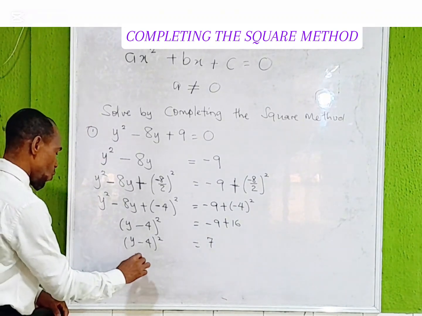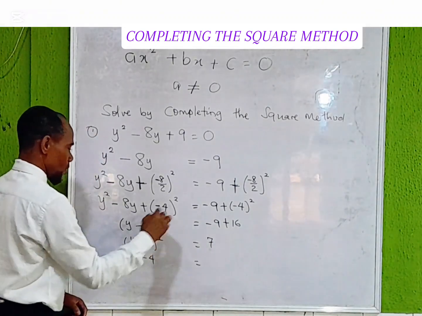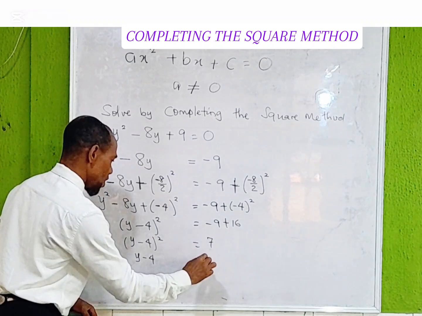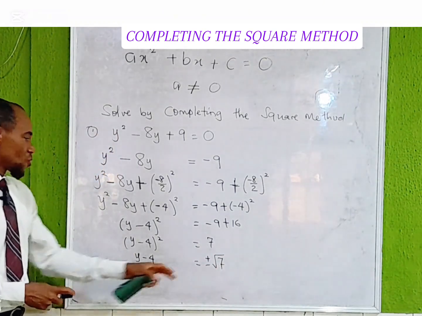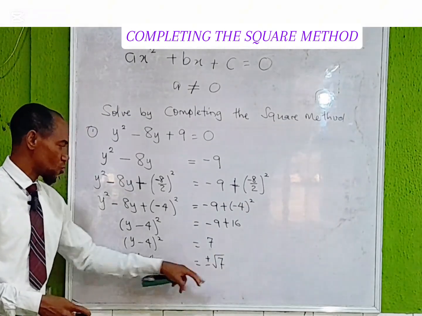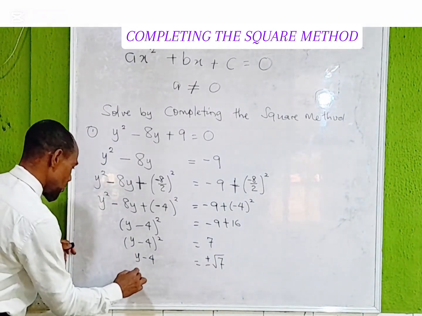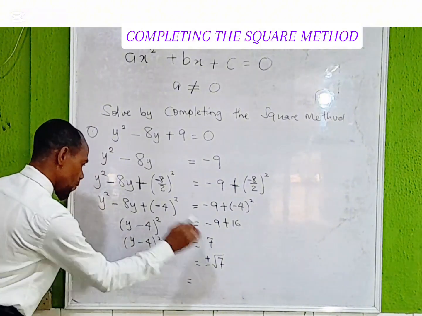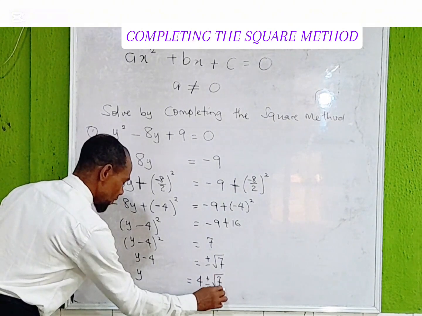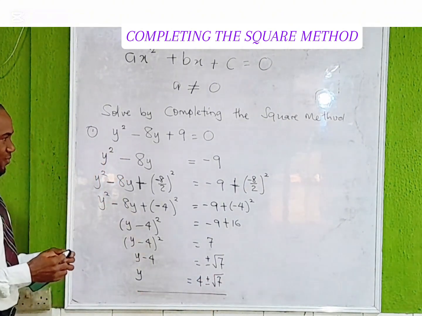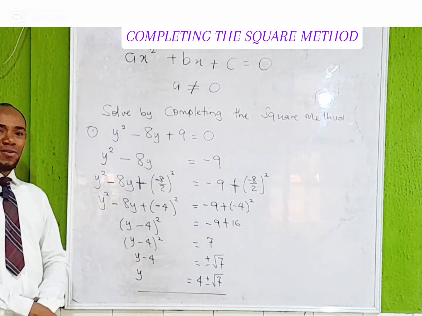Now, so we have y minus 4 will equal, when you take square root of both sides, plus or minus root 7. Anytime you take a square root of a number, you must necessarily have plus or minus. And lastly, I'm going to have y equals minus 4 comes down, becomes plus 4 plus or minus root 7. And that's the answer.